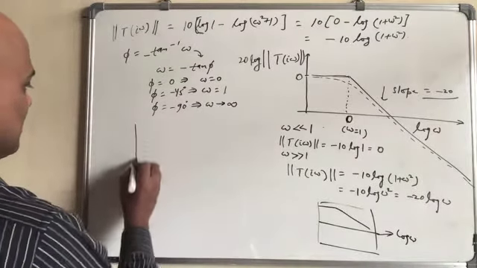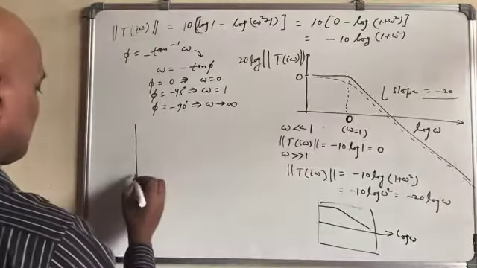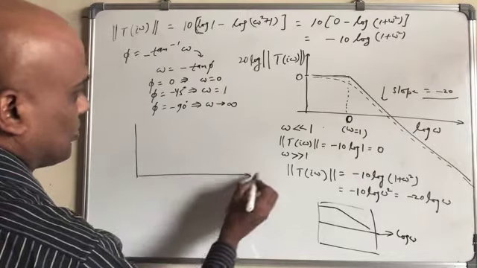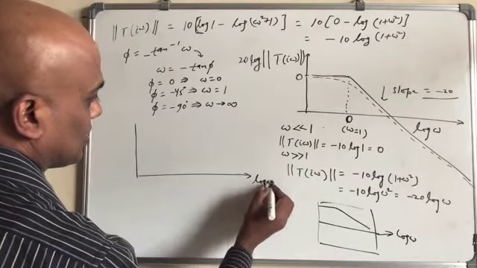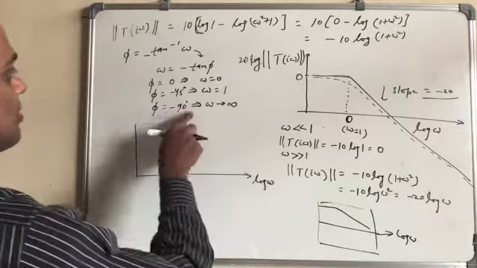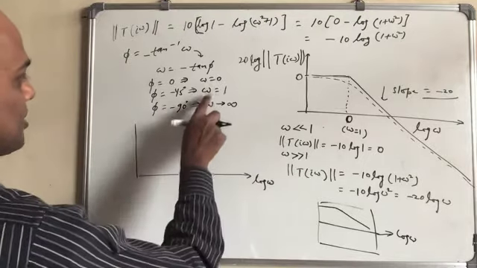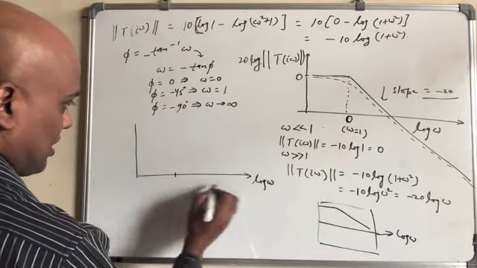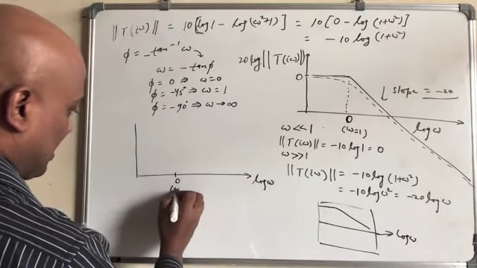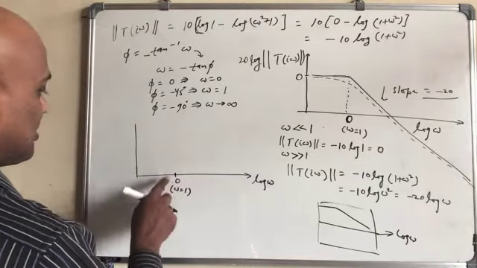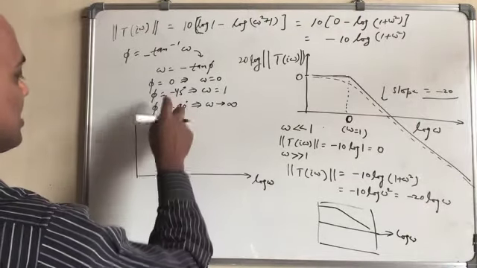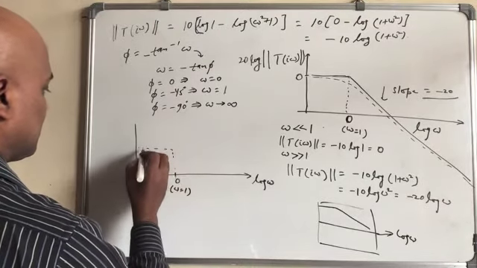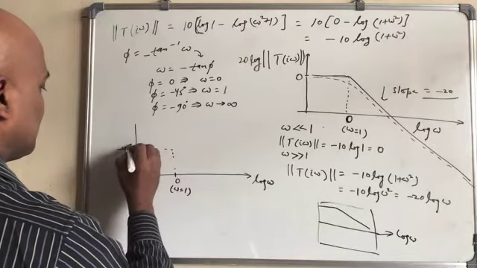So again, we will have an axis for this log omega. Then we know that when omega is equal to 1, same as here, this is omega equal to 1, log omega equal to 0. If you have that, then you have minus 45 degrees. So let us say minus 45 degrees here. Just write minus 45 degree.